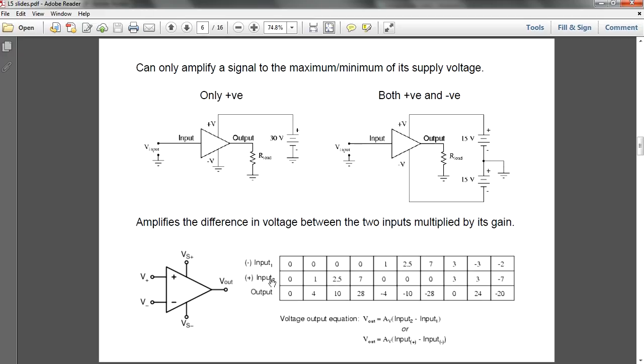So let's say you have an input 2. Okay, this is plus. So positive is actually input 2. And if this input is 2.5, you minus away the V in, the V minus. So I'm taking this one minus this one. So 2.5 minus 0, I have 2.5. Then if I have a gain of 4, 2.5 times 4 will be 10, right? So this is what it is.